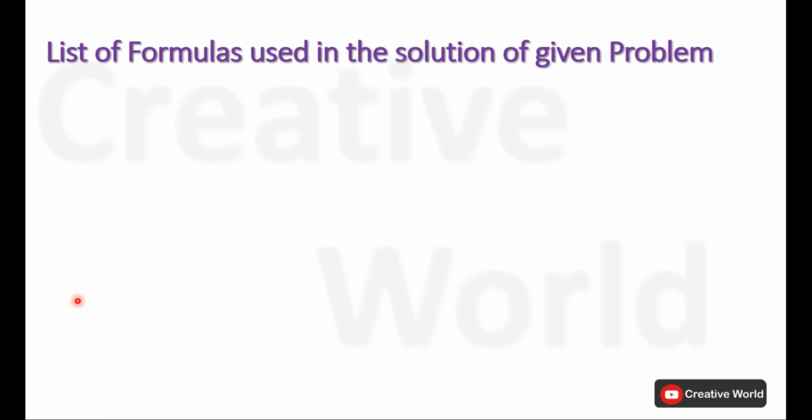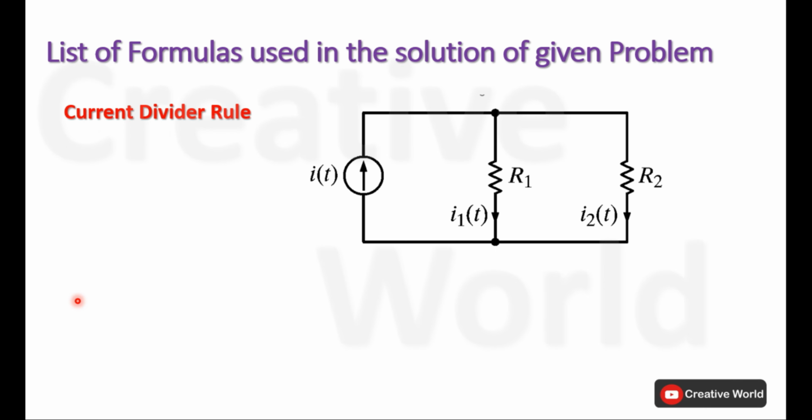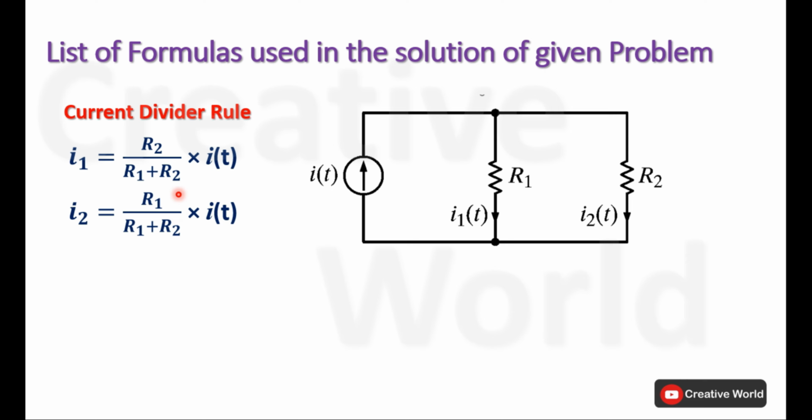While solving this problem, we will be using the current divider rule. Basic equations for the calculation of currents I1 and I2 of this particular circuit using the current divider rule are provided here. We also will be using Ohm's law. According to Ohm's law, voltage across any resistance R is always equal to the product of current through that resistance and the value of resistance.